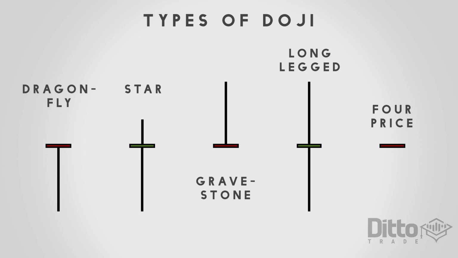Next we have the Dragonfly Doji. This formation shows potential reversal but is not an especially strong indication. Then we have a Doji Star, which again is a possibility of reversal. Next we have a Gravestone Doji, which is a more stable reversal signal. Here we have a long-legged Doji, which is another reversal signal. And here we have a four-price Doji, another reversal signal.